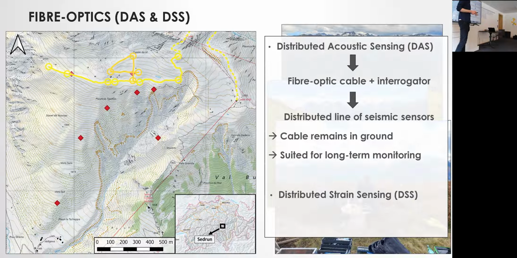The second technique is slightly different. It's called distributed strain sensing, which uses a slightly different technique. That technique provides absolute strain observations along the cable and is therefore really meant to observe the strain evolution along the cable over the many years.